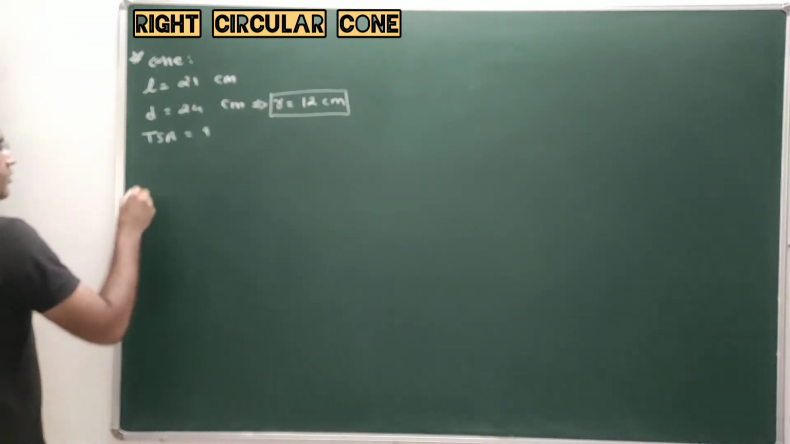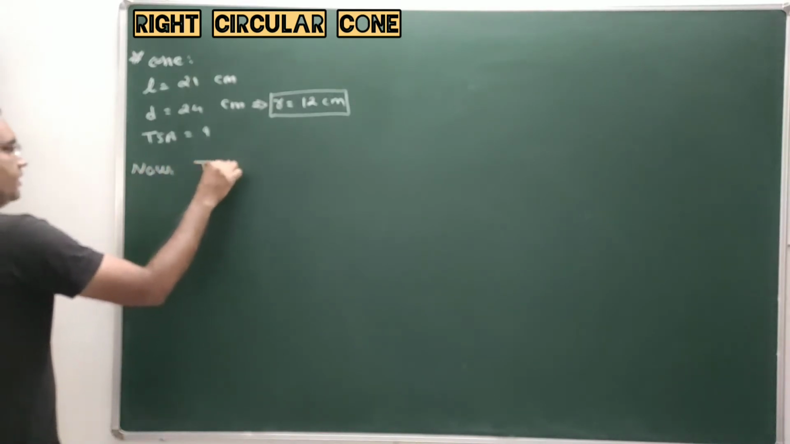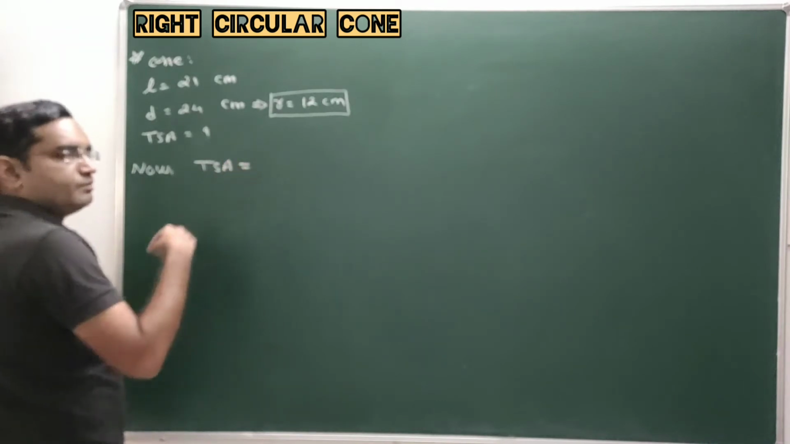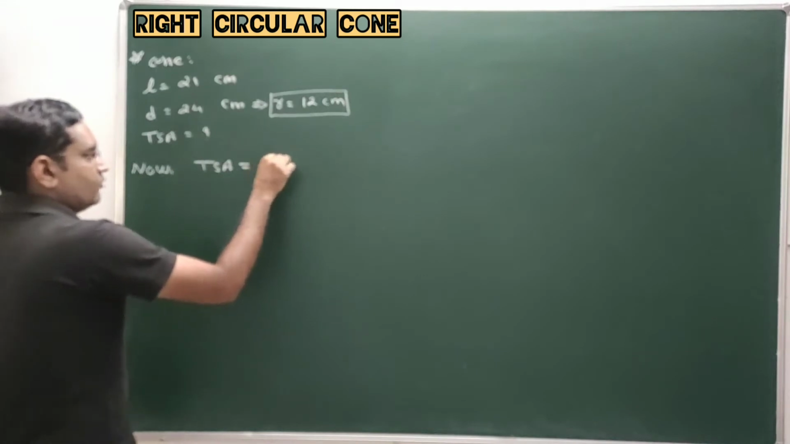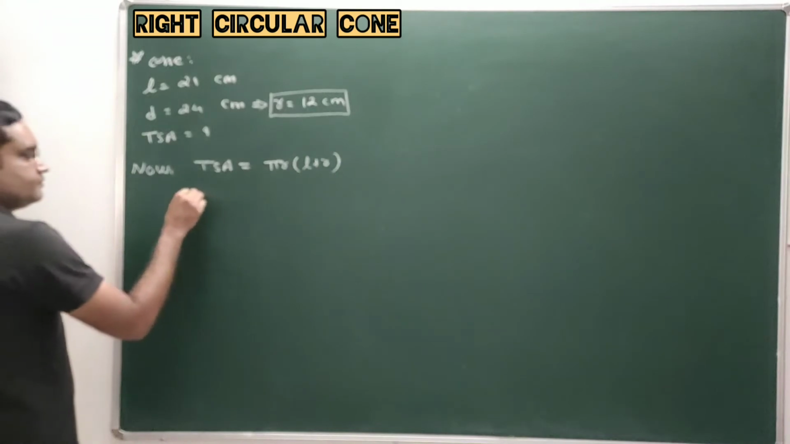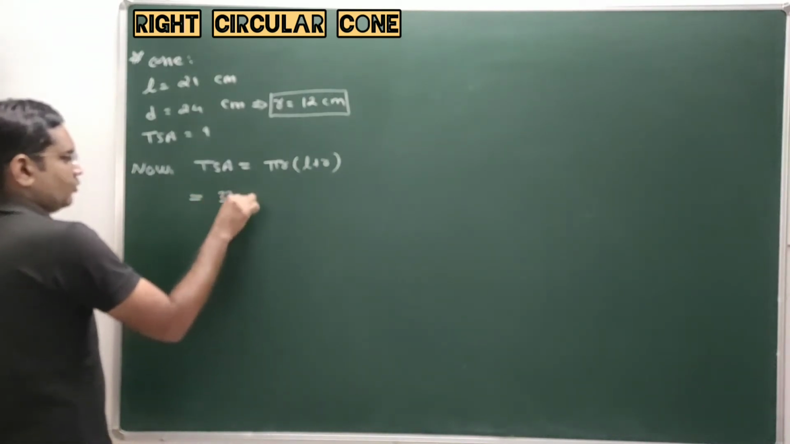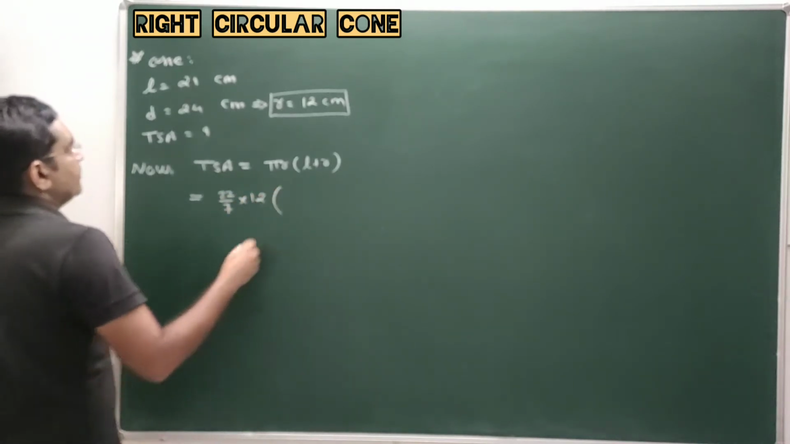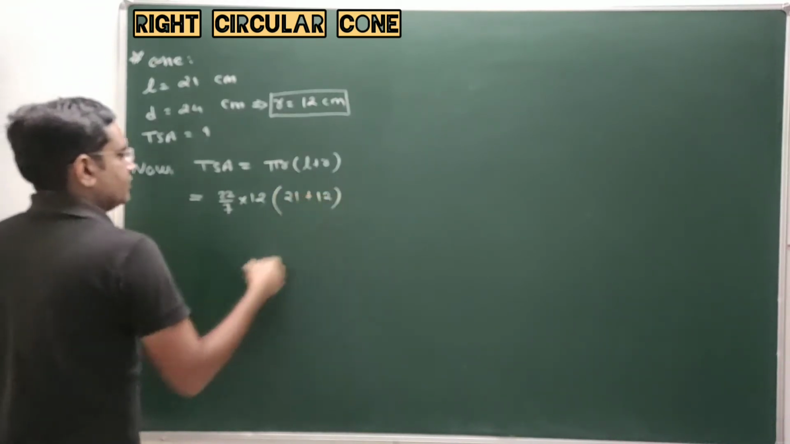Now to find the total surface area we have a formula. Total surface area of a right circular cone is its curved surface area plus base. Base is a circle with radius r, so it's pi r square. So the formula is pi r (l plus r). Put the value of pi, 22 by 7, radius r is 12, l is 21 plus r is 12.